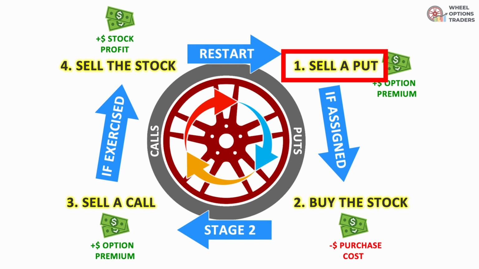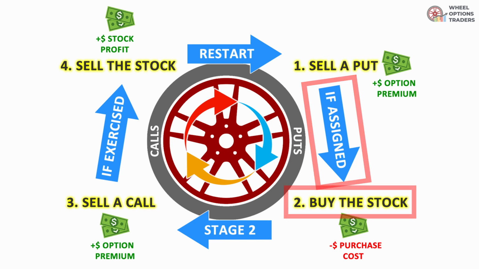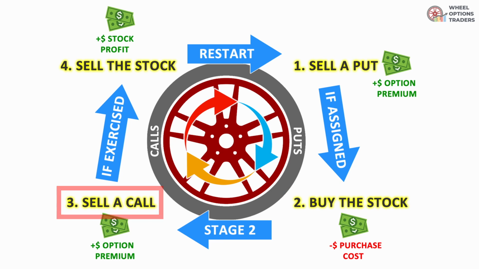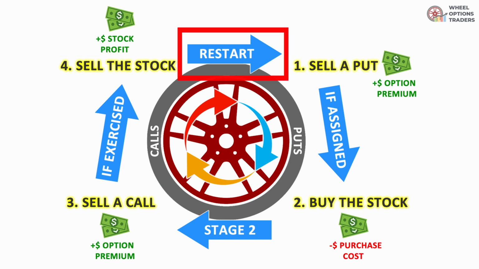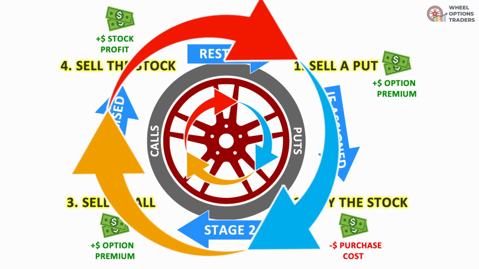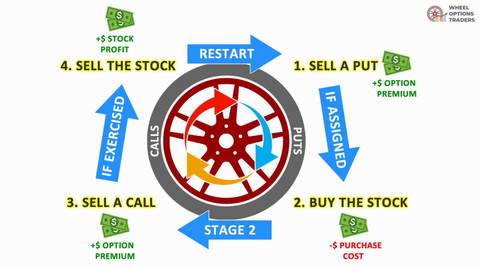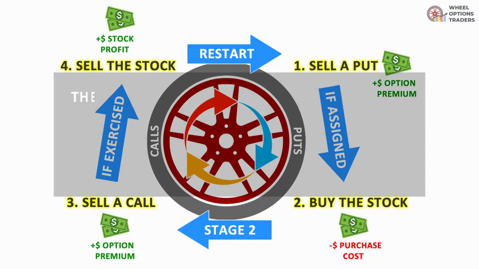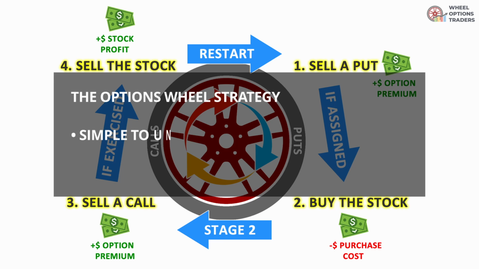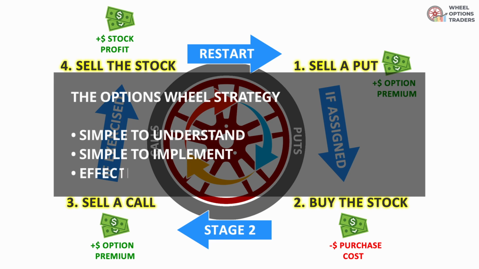You can sell some more puts at a strike price lower than the underlying stock price, and then if the underlying price does fall below your strike by expiration, then you'll be assigned the shares again. Then you can sell calls until the shares are sold away from you, and then you can start all over again, going around and around the wheel, making money all the time from premium. And that's about it. It looks very simple, doesn't it? And it is a very simple strategy. It's simple to understand, simple to implement, and effective to use.